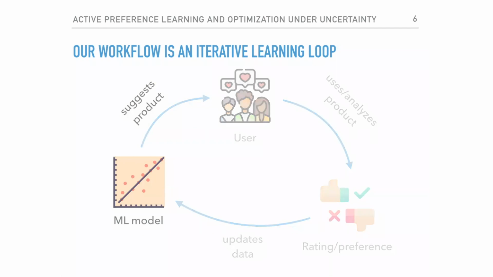We will be focusing on two main components. The first is the machine learning model that can learn from preferential data, as well as the mechanism we use to suggest new products to the user, which I typically call the optimization policy.